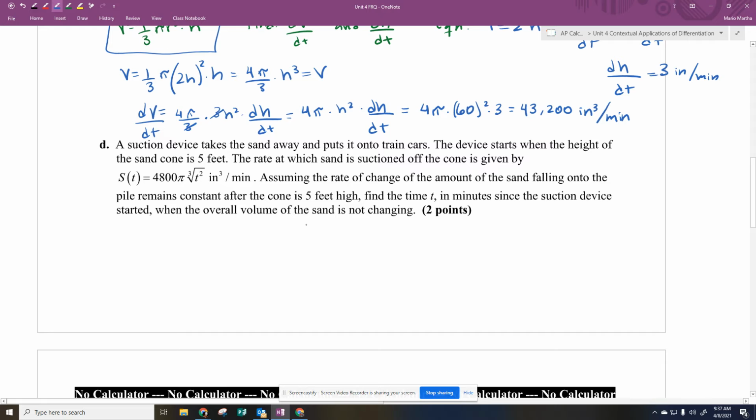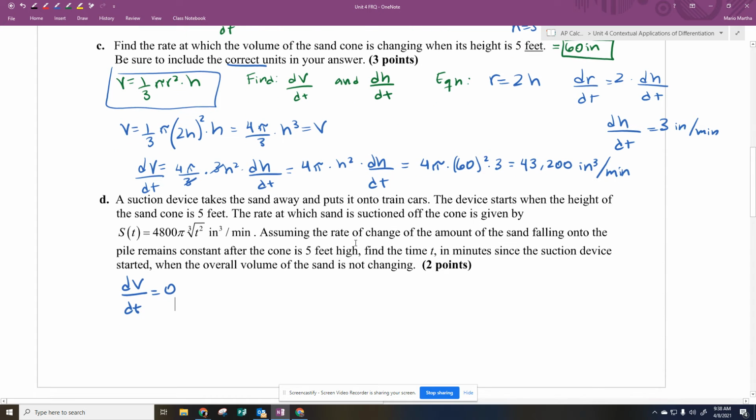So the overall volume of the sand is not changing when dV/dt is equal to 0. That represents no change. When something is equal to 0, it is not changing in any direction. That's one of the things we have to realize: when does dV/dt equal 0? The volume is not going to be changing. We know that from the previous problem.